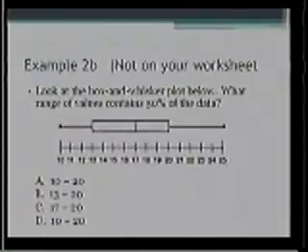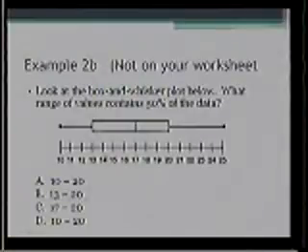Let's look at another example using the box whisker that we had before, and now again you're being asked to find the range of values that contains 50% of the data. This one's different in the values, the answers down below. Again, 10 to 20 does not work because that will represent 75% of the data.